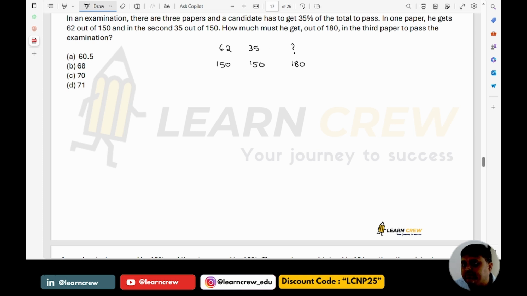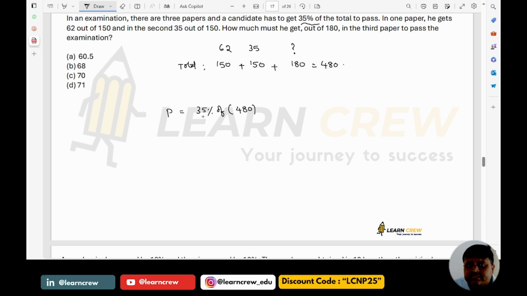To pass the examination, he has to score 35% of total. What are the total marks? Total marks are 150 plus 150 plus 180, which is 480. Total marks are 150, 150 and 180, 480. So 35% of 480 is the pass mark.